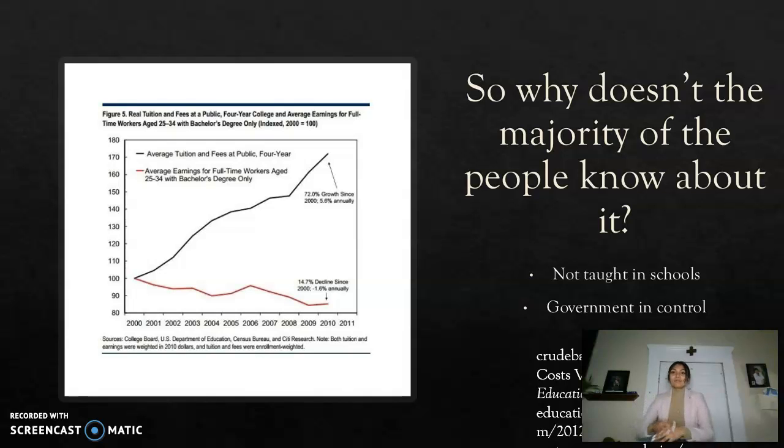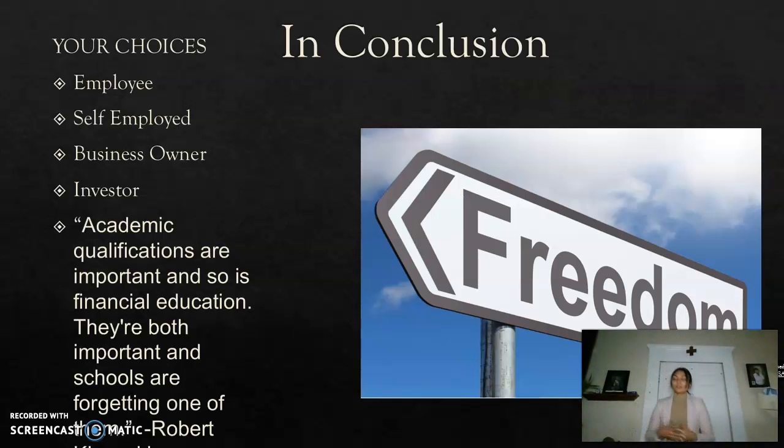Okay, because like we're seeing here back in like 2008 to 2009, we can see the biggest gap between the average earnings and the actual cost to go to school. Okay, so the government is in control of that because we want the poor to stay poor and the rich to stay rich.